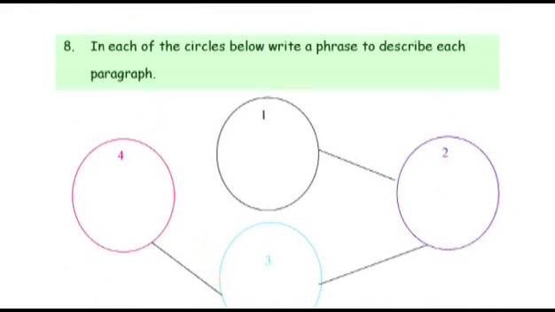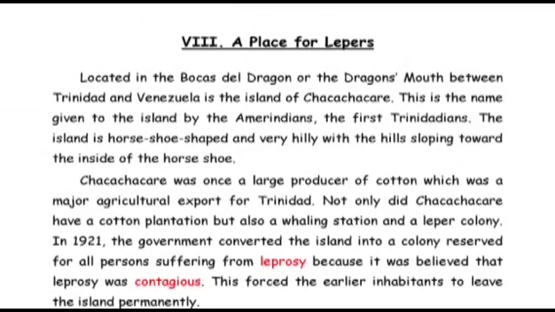Question 8. In each of the circles below, write a phrase to describe each paragraph. This question is asking you to find the main idea for each paragraph. Remember we learned how to find the main idea? The main idea is the thrust or focus of the passage, why the story is being told. Similarly, the main idea can be found by reading the paragraph to determine what the main focus is.